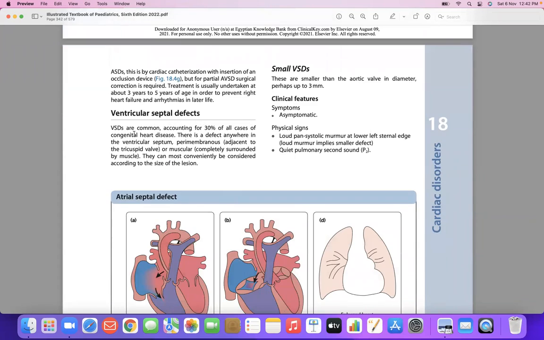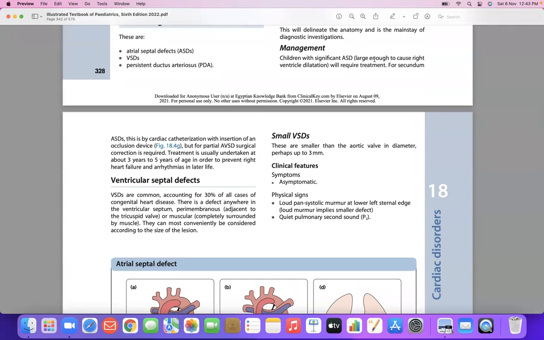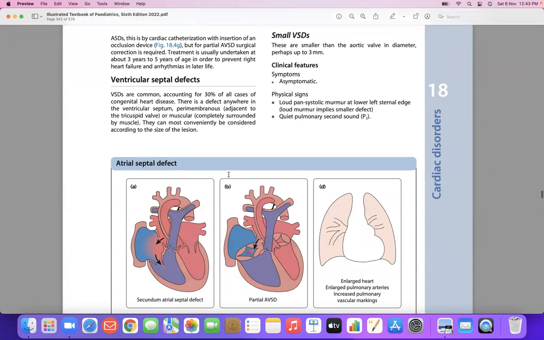Treatment is usually undertaken at about 3 to 5 years of age in order to prevent right heart failure and arrhythmias in later life. So for ASD, the preferred time you can remember as 3 to 5 years. They will go for correction only for the large ASD, which causes significant heart failure or right ventricular dilatation. The preferred is cardiac catheterization with occlusion device, at about 3 to 5 years of age. But for partial AVSD, they should go for surgical repair.